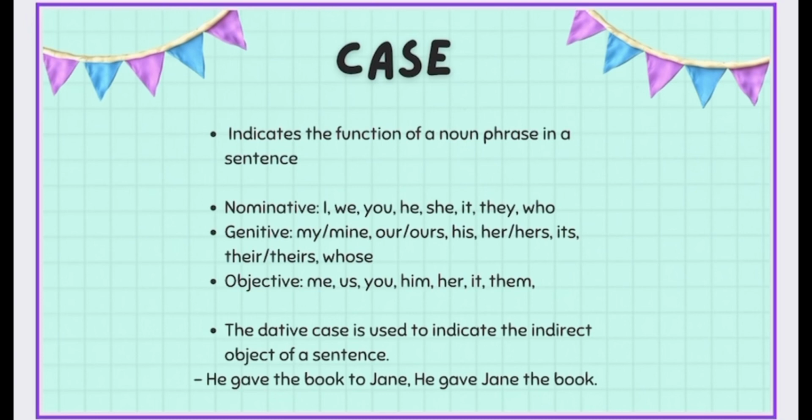Dative case, which is a subcategory of the objective case. The dative case is used to indicate the indirect object of a sentence. It's shown by using the prepositions to or for before the indirect object, or by placing the indirect object before the direct object in the sentence. For example, he gave the book to Jane, or he gave Jane the book.